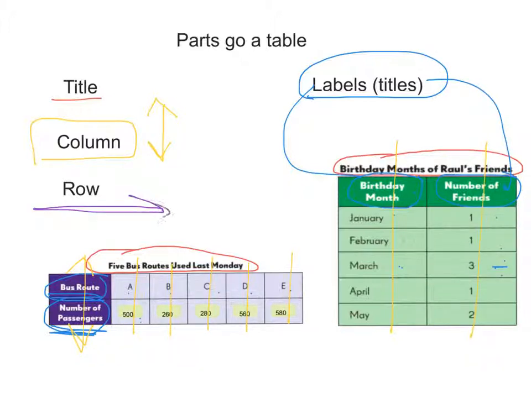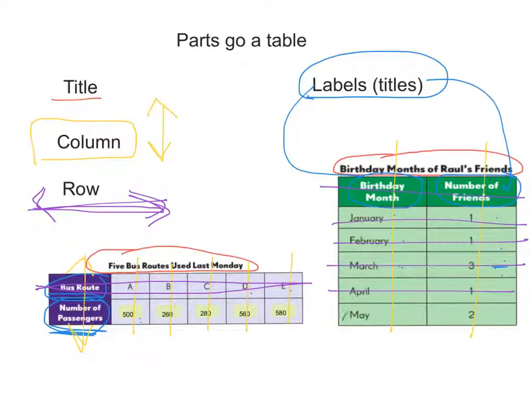A row describes the line of squares that go across. Okay? So rows go across. How many rows does the green chart have? How many lines that go across are there? 1, 2, 3, 4, 5, 6 rows in the green table.